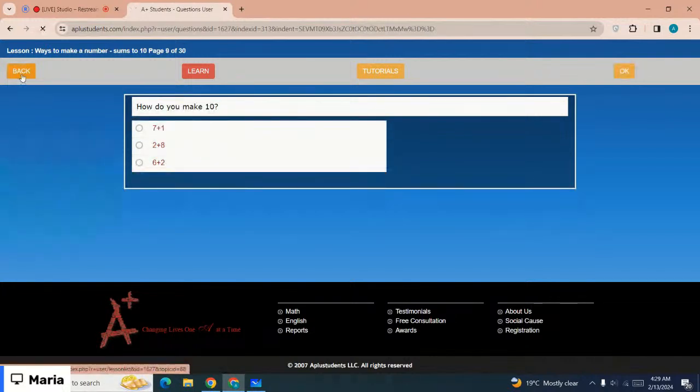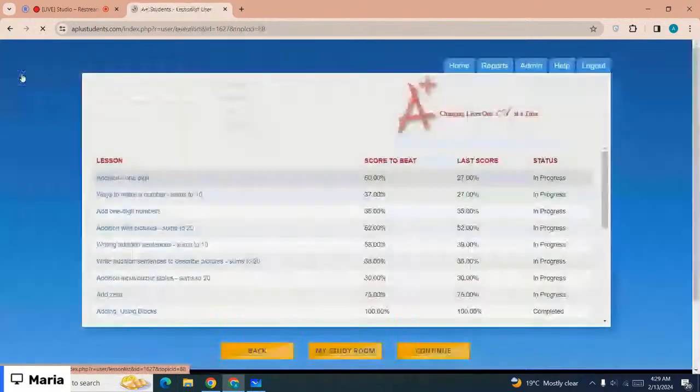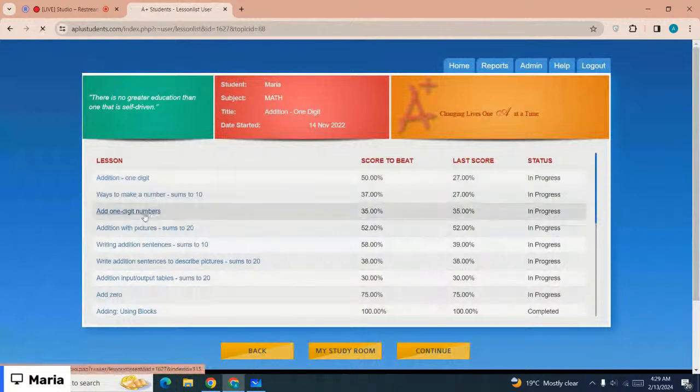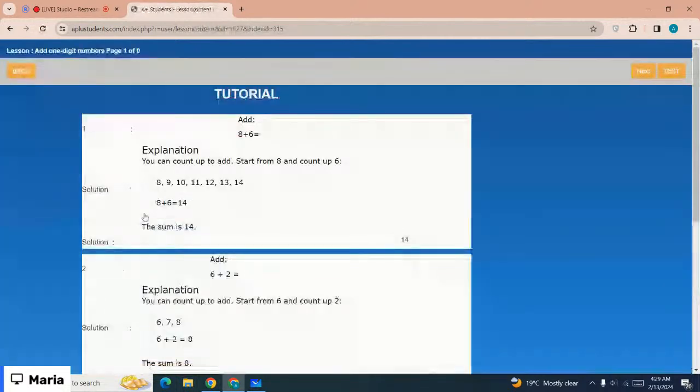Let's just move on to the next lesson, and the next lesson is add one digit numbers. Add 8 plus 6. So which is the correct option?